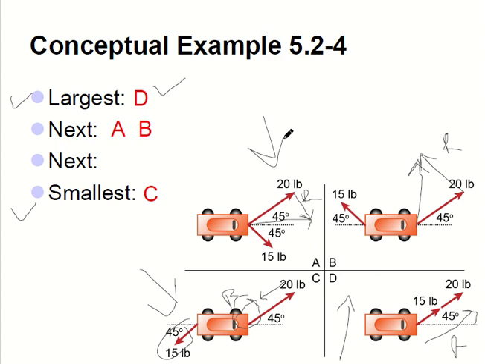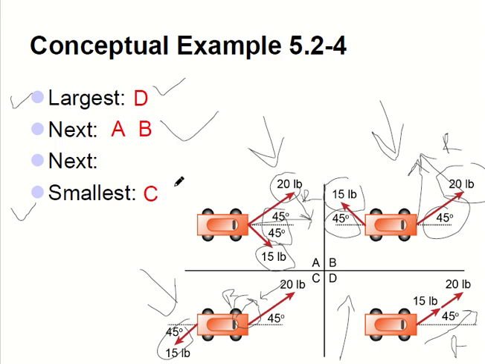When you pay attention to situations A and B, the first thing I noticed is the angles are the same. So it's either going in this direction or in that direction. The directions are different, but the amount of the force is the same thing. So whether you applied it that way or this way, they're the same. Therefore A and B go next in the order: the largest is D, followed by A and B, and the smallest is C. So this is how you solve a problem.